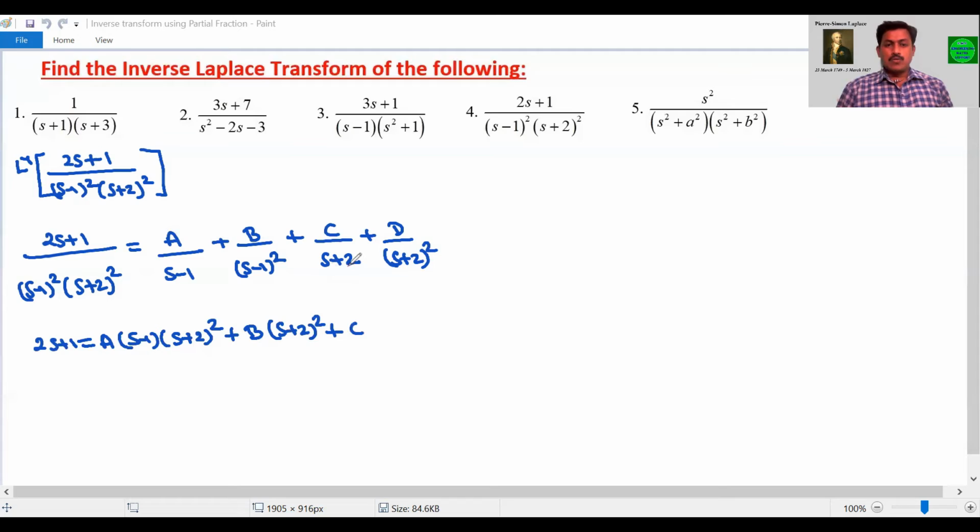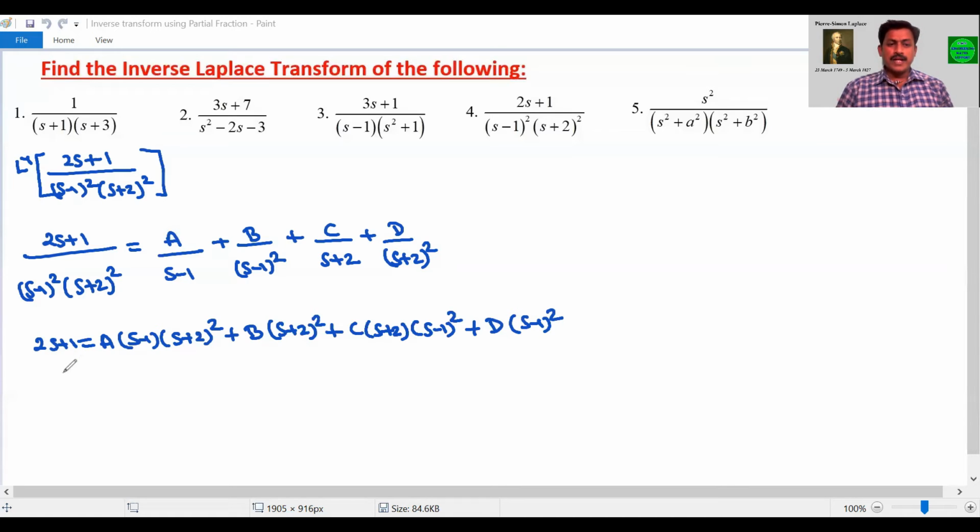Now c into, compare the c denominator with your left hand side denominator. We can observe that one s plus 2 is missing, so I will multiply by s plus 2, as well as one s minus 1 the whole square is missing, so we multiply by the two terms. Now plus d into, if you observe the last term, s plus 2 the whole square is available, s minus 1 the whole square is missing, so I will multiply by s minus 1 the whole square.